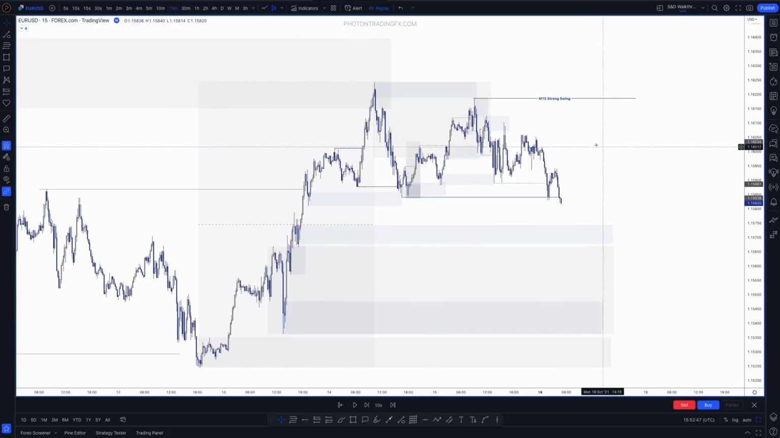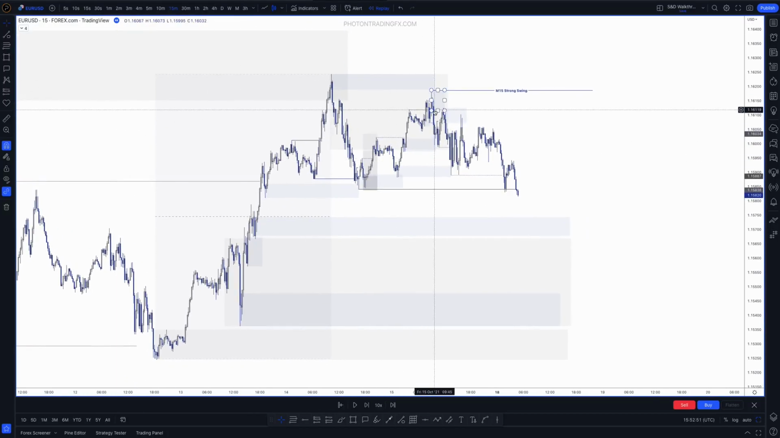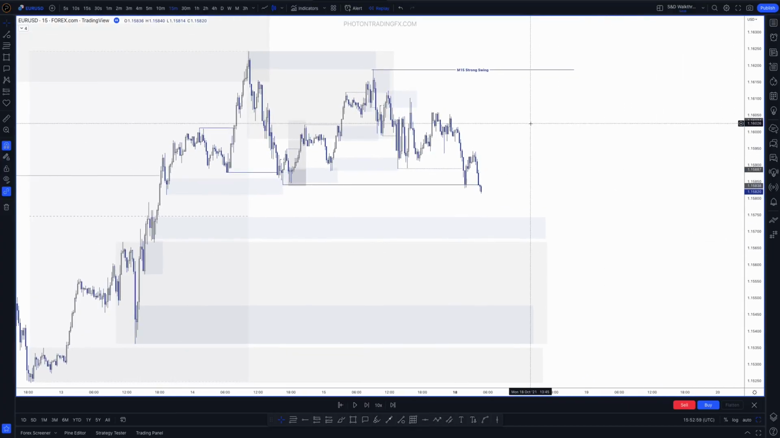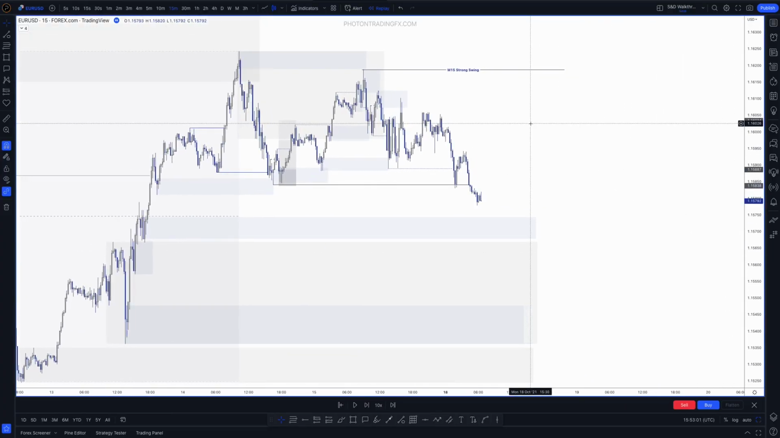Okay, so we know this is in the EQ, right? We've had that pullback from 4-hour supply. We looked at how we could trade that on the M15. Now we want to focus more on capturing that 4-hour higher low, right? So let's play this forward and let's see what happens.